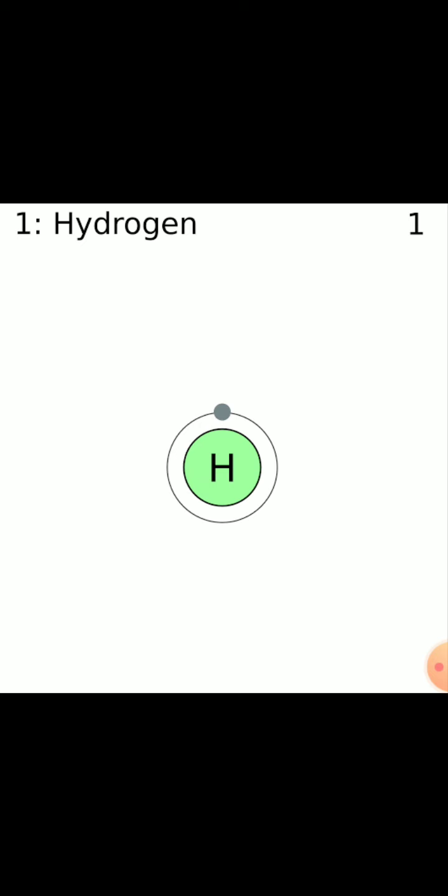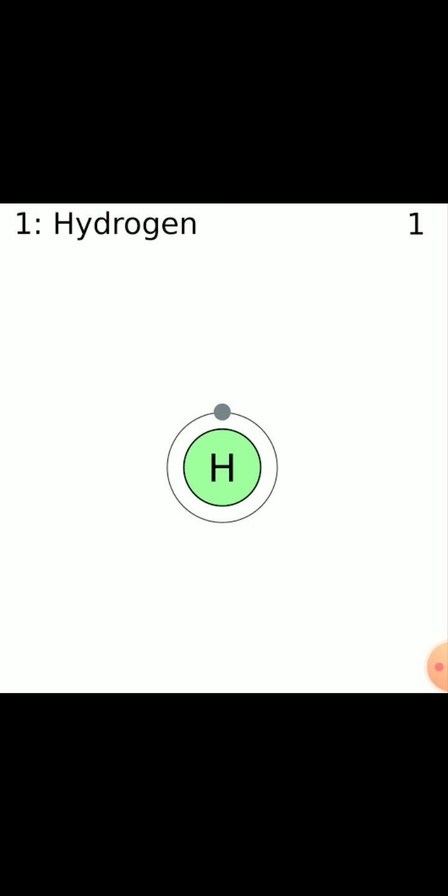Here you need to remember that for all the elements, the number of protons and the number of electrons will be equal. Please keep this in mind. So when we say that hydrogen has atomic number 1, it means the number of protons is 1, and that also means hydrogen has 1 electron. Atomic number is the number of protons, but for all elements, the number of protons and electrons will be equal.